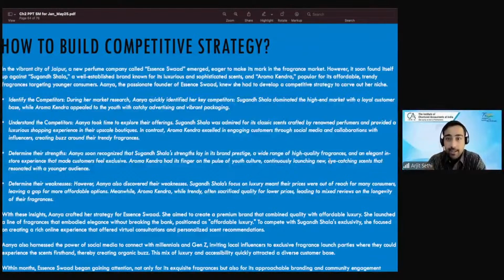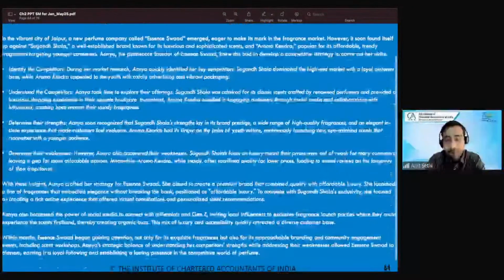That was their strength. The weakness. She discovered the weakness as well. She said Sugandh's focus on luxury meant their prices were out of reach for many consumers. So that's a weakness. They are leaving a gap of consumers open for others to play in. Aroma Kendra, while trendy, often sacrificed quality for lower prices. Quality was not good. Price was low, it was catchy, but quality was very poor for Aroma Kendra. So now she figured out, okay, I know the strengths, I know the weaknesses.